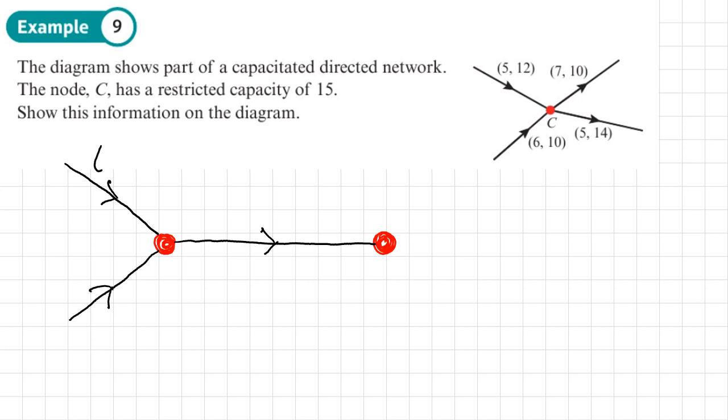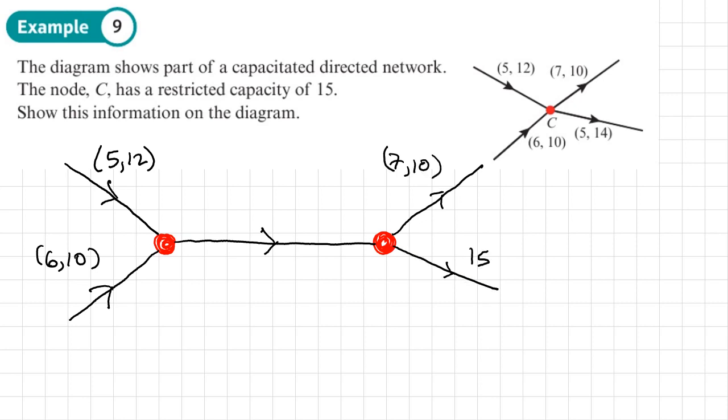for C. So we have 5, 12 here, 6, 10, and then on the other side 7, 10 and 5, 14. And so we'll have C in and C out. The restriction is 15. But since we have minimum capacities, we write that as 0, 15.